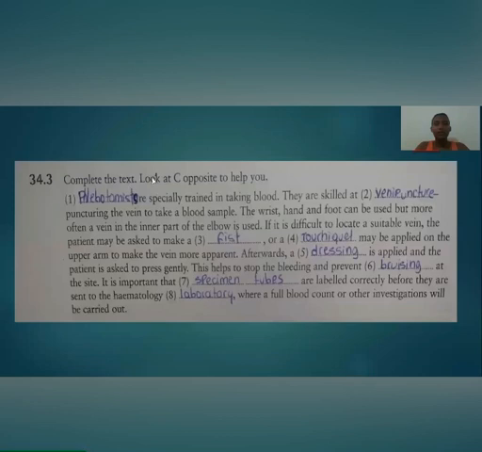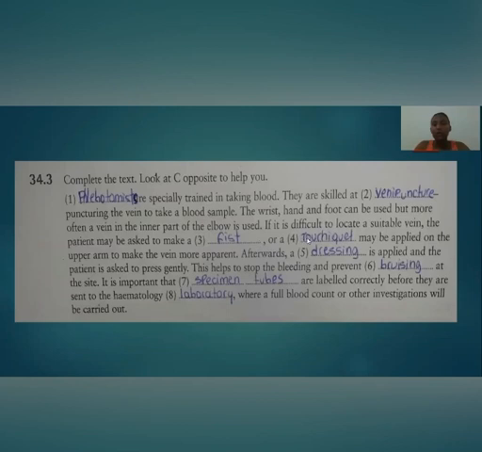Complete the text. Look at the opposite to help you. Phlebotomists are specially trained in taking blood. They are skilled at venipuncture, puncturing the vein to take a blood sample. The wrist, hand, and foot can be used, but more often the vein in the inner part of the elbow is used.